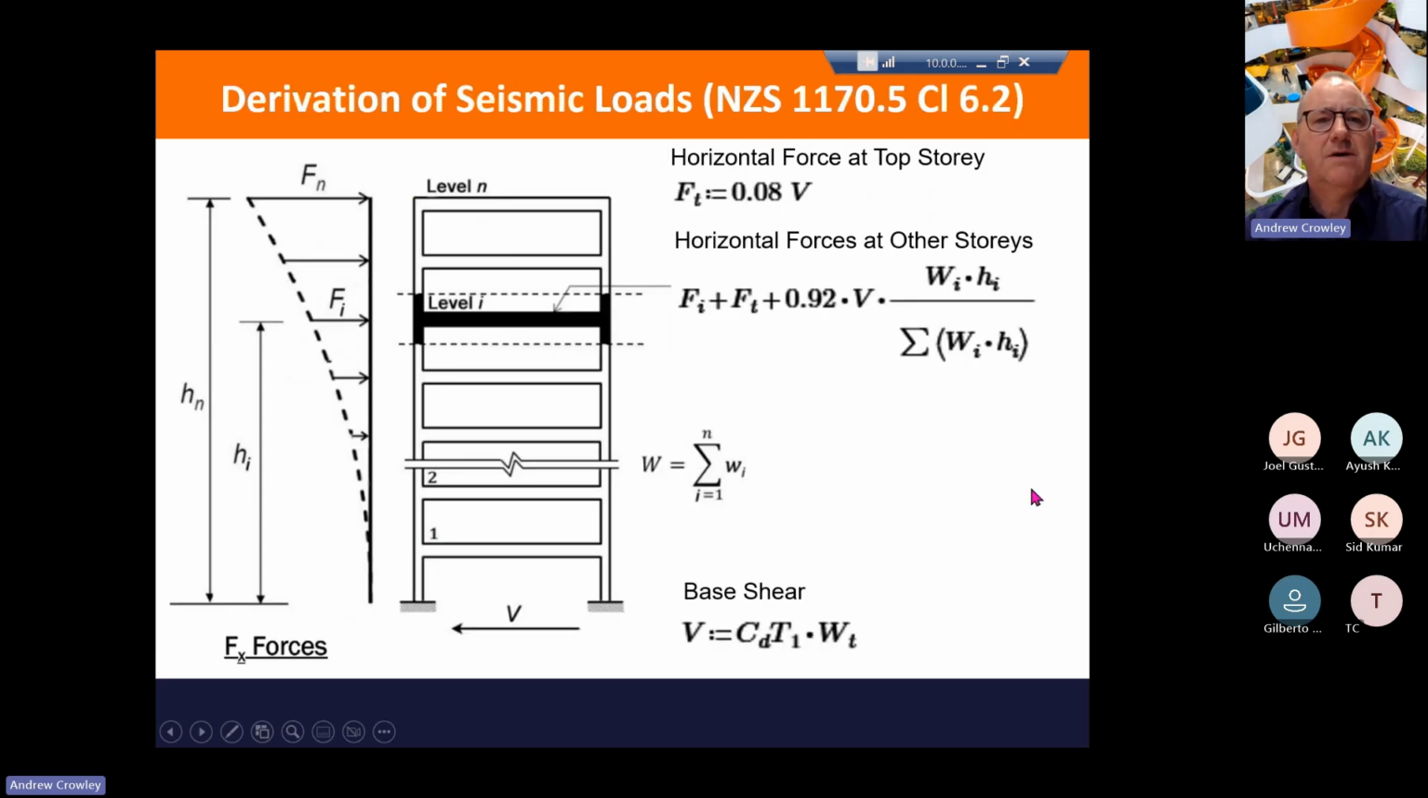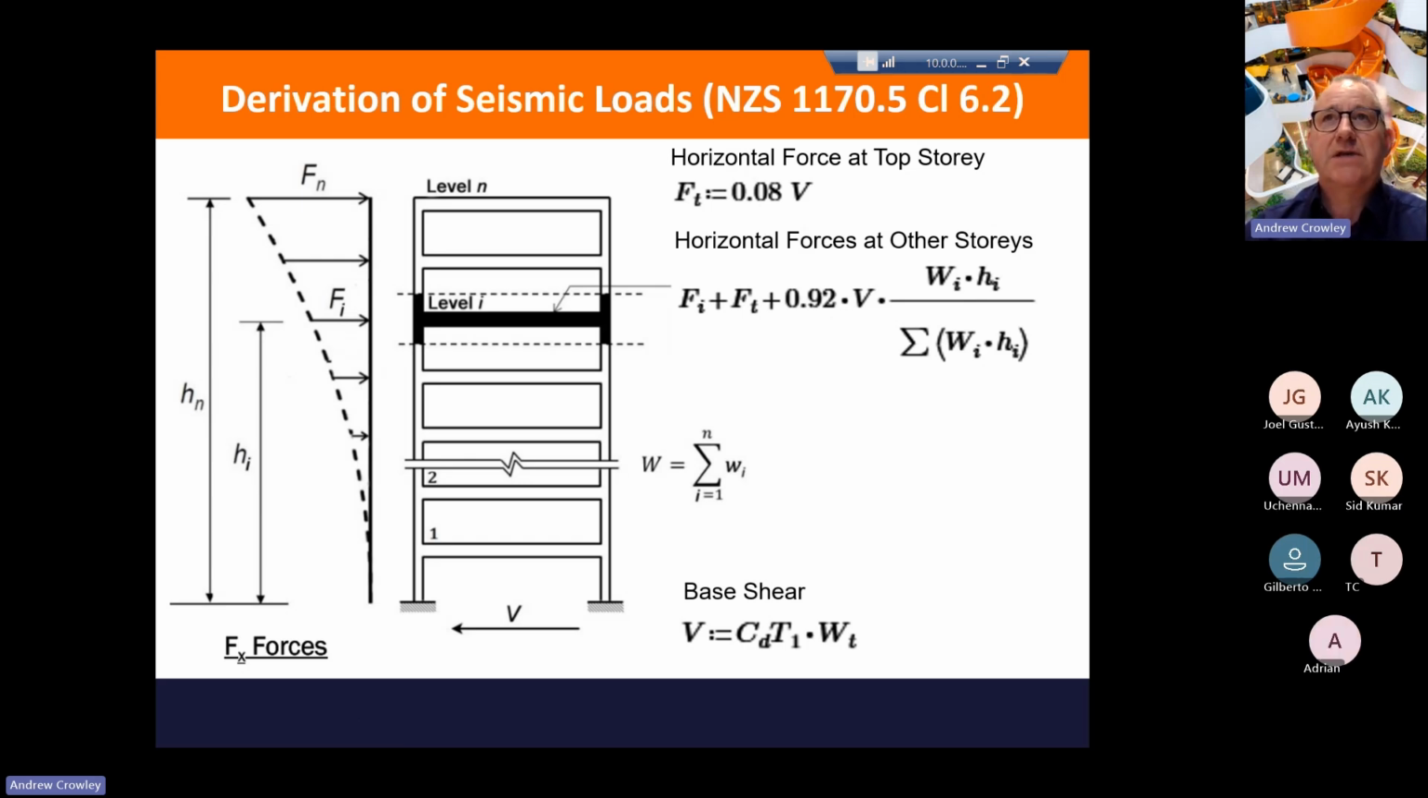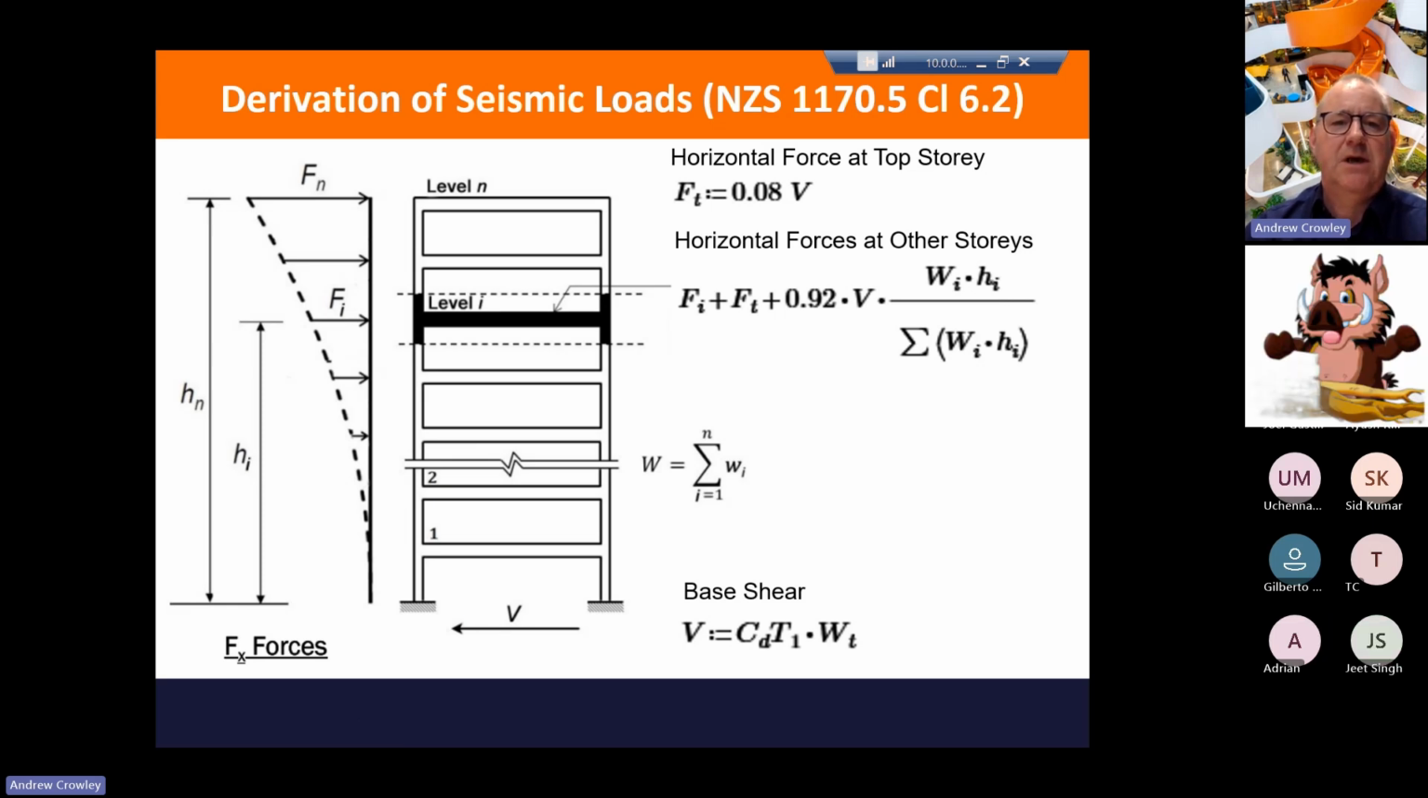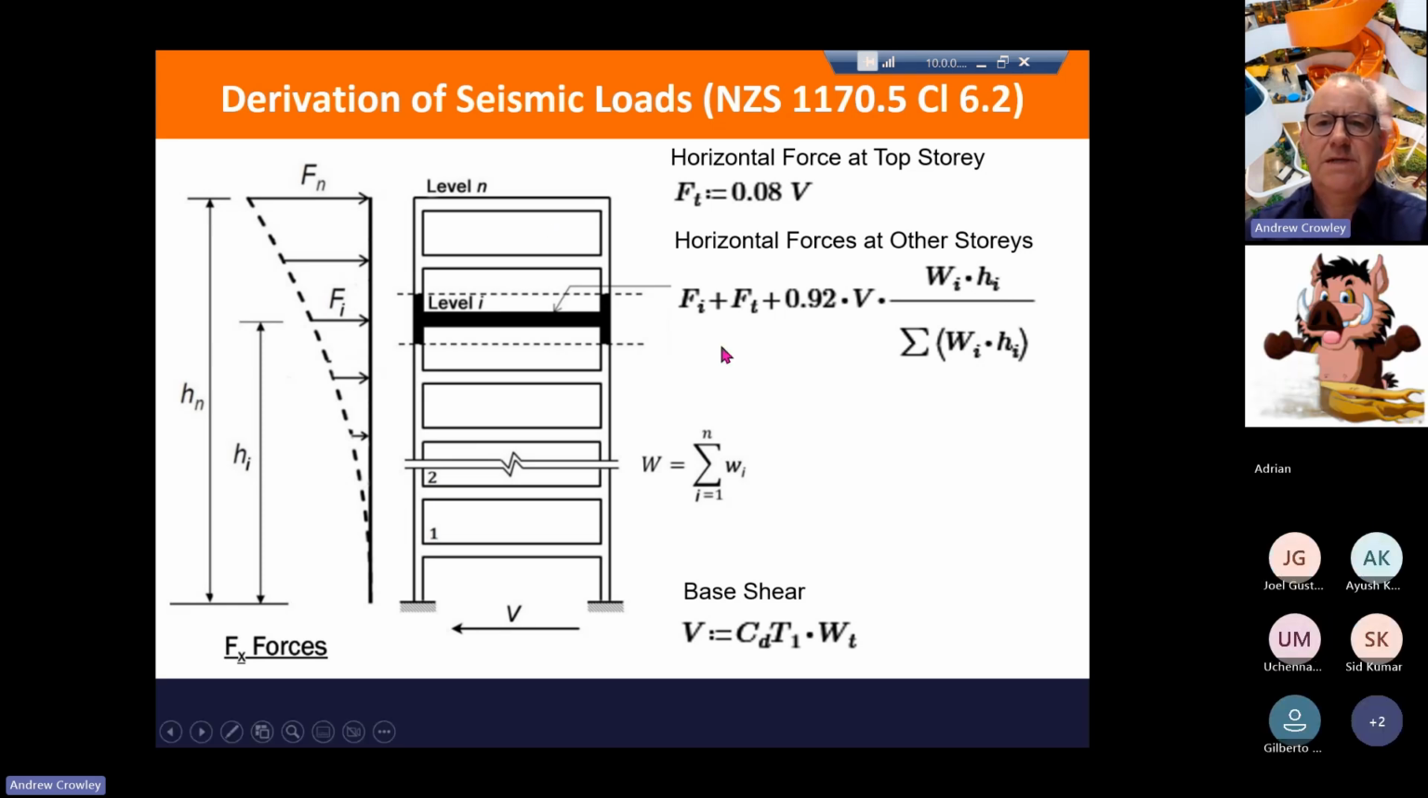And here's a reminder of how seismic loads are derived, looking at NZS 1170.5, and it's in clause 6.2. First of all, we've got seismic weights for each of the floors, and we add it up to get a total. We multiply it by a CdT factor, and that gives us our base shear. So that's the shear at the base of the structure, and that needs to be distributed up the building, and we use these formulas here given in clause 6.2.